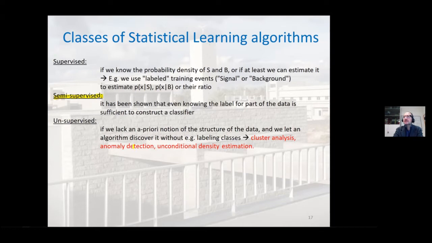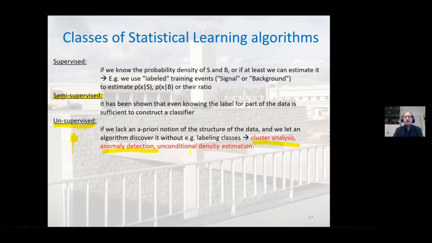But if you don't, then you are in a very interesting regime, which is actually at the core of the most recent developments, the unsupervised learning tasks, where we lack an a priori notion of the structure of the data. And we allow the algorithm to autonomously discover it, okay? And there are a number of subfields, cluster analysis, anomaly detection, which is very important for us. Okay, so if we have time, I will show a few examples of this.